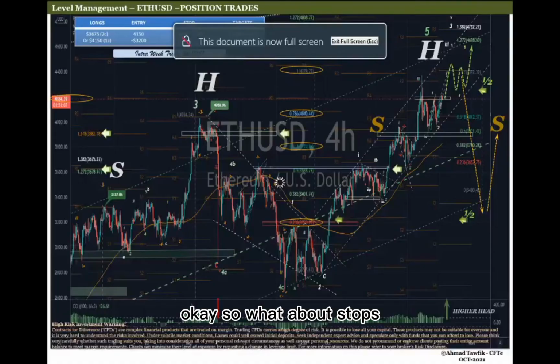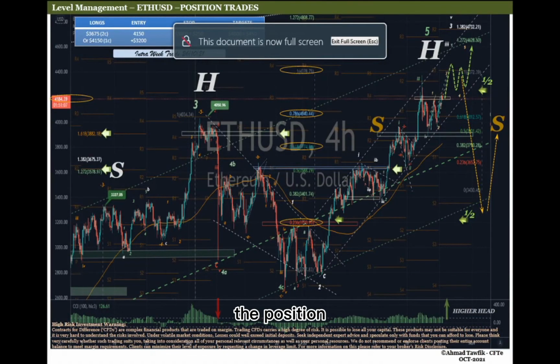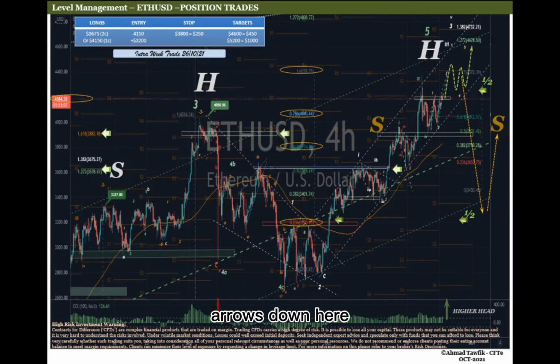Okay, so what about stops and how are we going to protect our position? We want to take a look at these arrows down here. There is a very strong green arrow here, and a very strong red arrow here on the momentum plot. That green arrow here shows that we're going to be having a higher head. We just established that we are in an extension and therefore naturally we should be having a higher head, at least 127.2% above the old head. So that's why we're looking at 4,732, 4,808. This here is 127.2%.